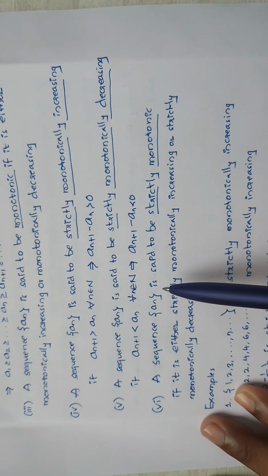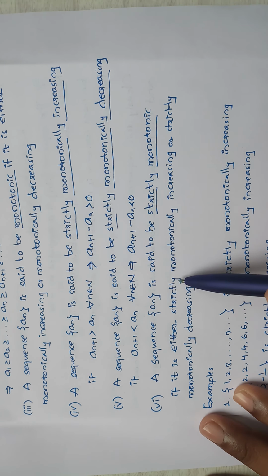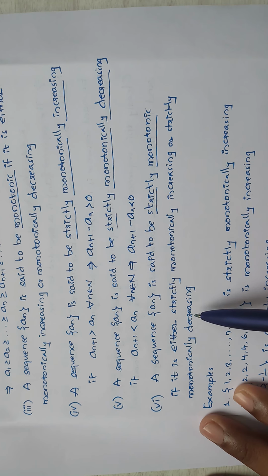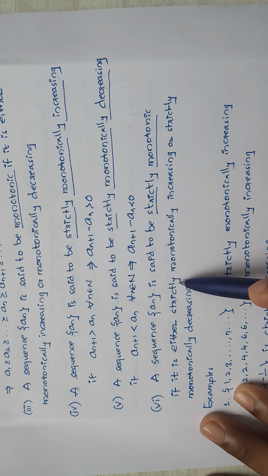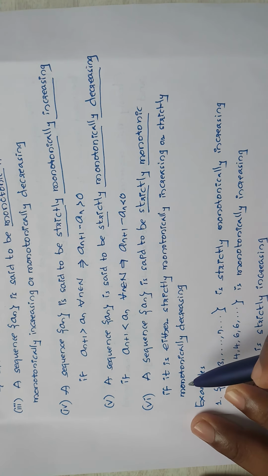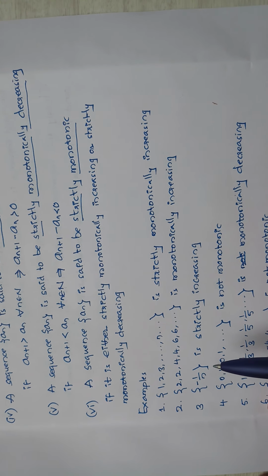Next, a sequence a_n is said to be strictly monotonic if it is either strictly monotonically increasing or strictly monotonically decreasing. So these are some examples based on the definitions.